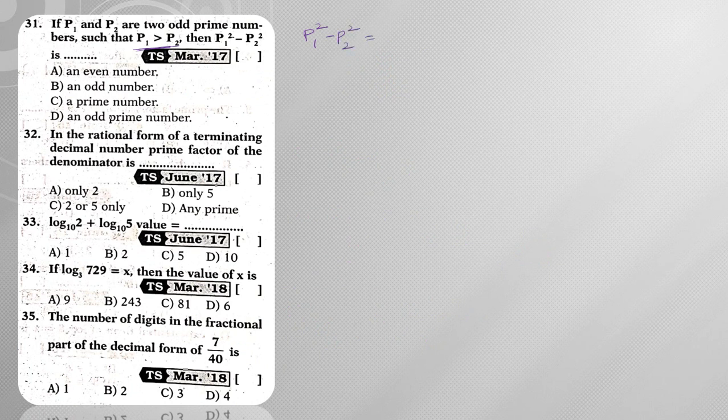Now if you observe this carefully, P1 square minus P2 square is in the form of A square minus B square, right? Then I can write it as P1 plus P2 into P1 minus P2. Now P1 is an odd prime number, P2 is also an odd prime. Odd plus odd is nothing but even, into odd minus odd is even. So even into even gives me an even number.